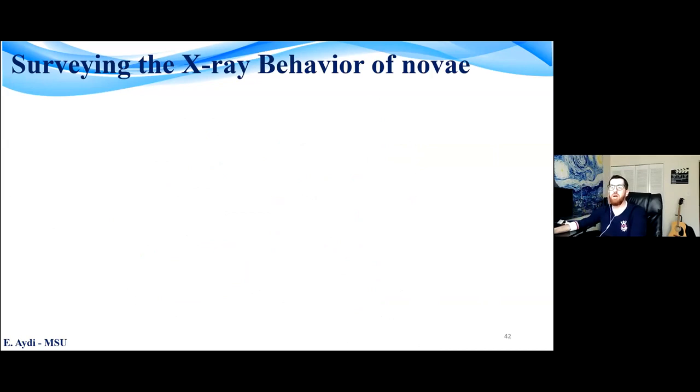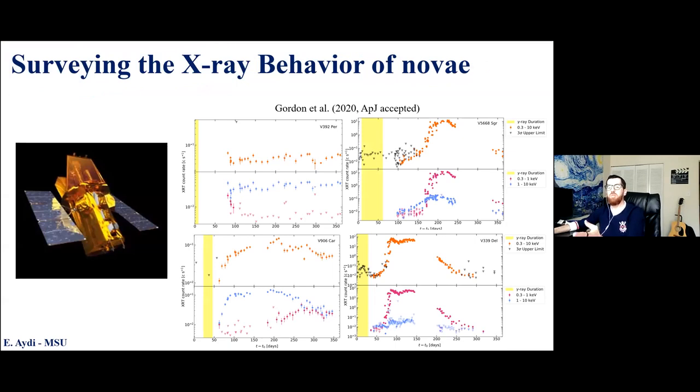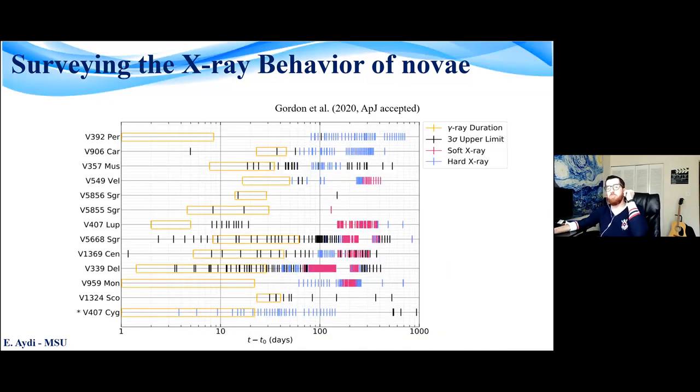Given that we are uncertain about the X-ray signature of the shocks, we decided to survey the X-ray behavior of novae during the early days of the eruption. So my previous student, Alexa Gordon, analyzed the Swift data of all gamma-ray emitting novae for her undergraduate thesis, and her results showed that there is no X-ray detection by Swift during the gamma-ray emission phase. Only after the gamma-ray emission drops below the detection limit do we start seeing hard X-rays, likely coming from the shocks as the ejecta become more transparent.